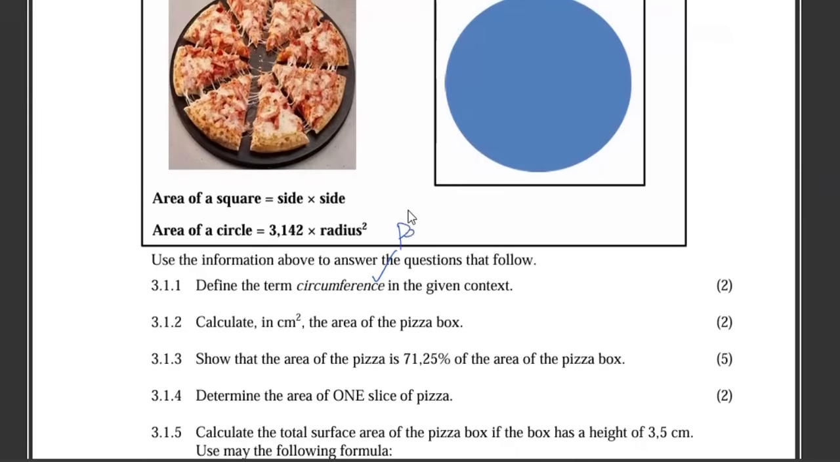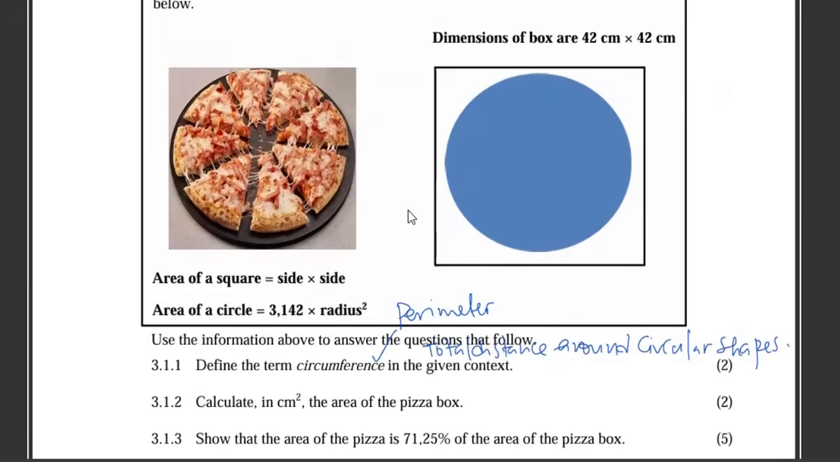Circumference is the same as what? Perimeter. However, circumference is the total distance around circular shapes. Circular shapes. Circumference. Anyway, calculate in centimeters squared the area of the pizza box. The area of the pizza box.